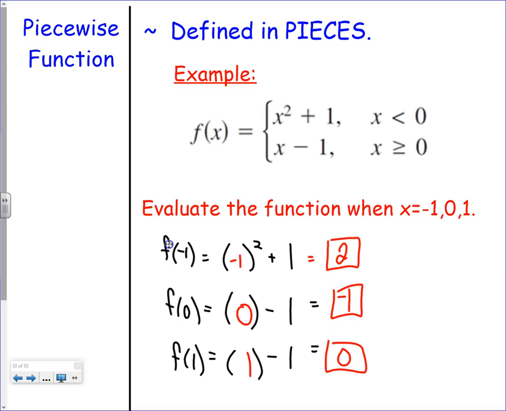Any questions just in general on piecewise functions from what you guys looked at last night, either in the section and or the homework? Kind of makes sense? Defined in pieces. Look out for the inequalities. Also look out for the or equal to.